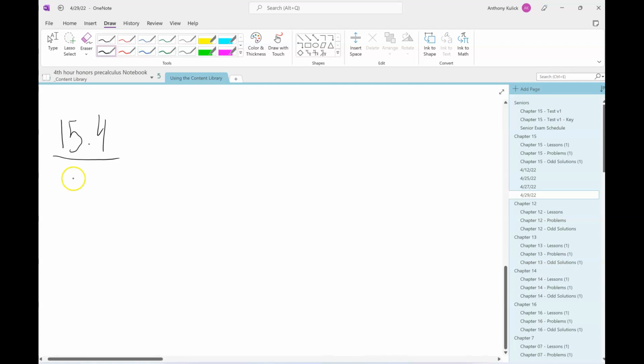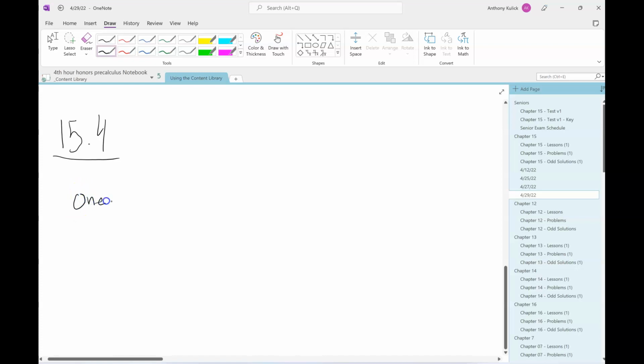In section 15.4, we're going to be talking about solving exponential and logarithmic equations. To this point, our solving method was graphing them on my calculator. Today, we're going to learn how to do this algebraically. So no graphs necessary, which is nice.